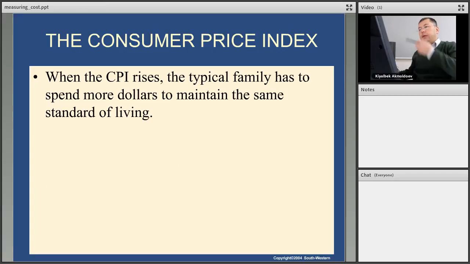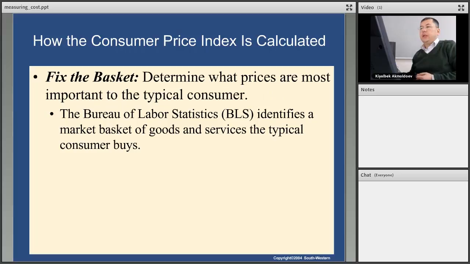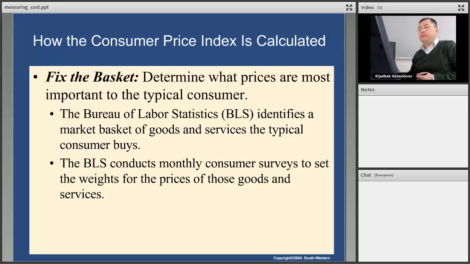When the CPI rises, the typical family has to spend more dollars to maintain the same standard of living. How do we calculate this CPI, the consumer price index? First, we fix the basket. We determine which prices are most important to the typical consumer. So the National Statistical Committee identifies the market basket of goods and services for a typical consumer.